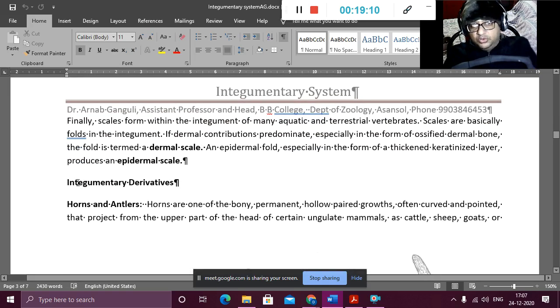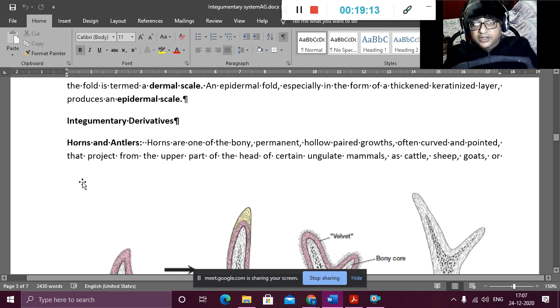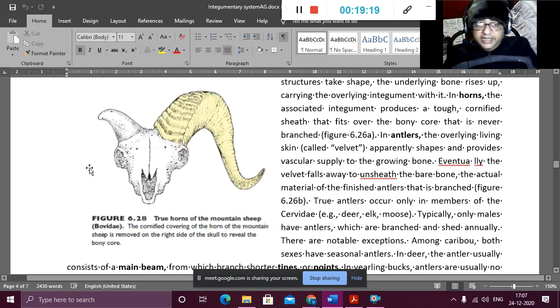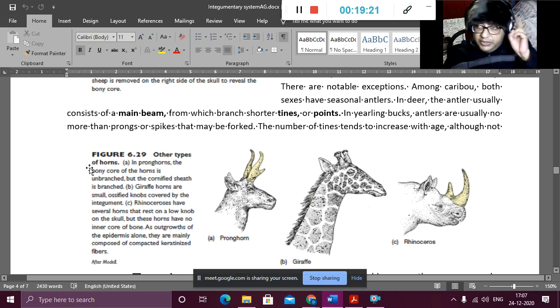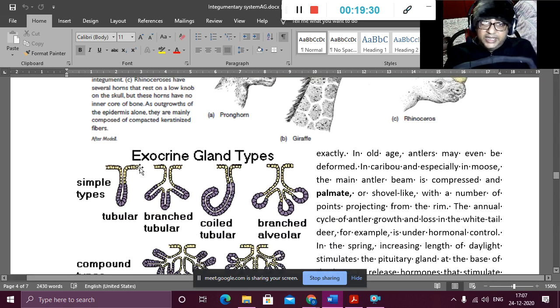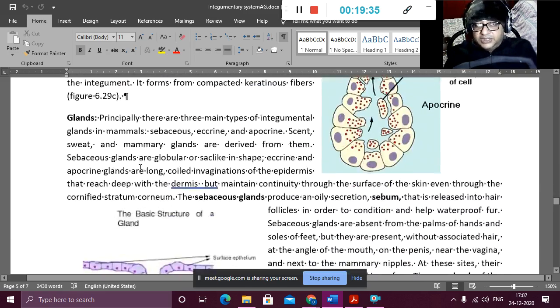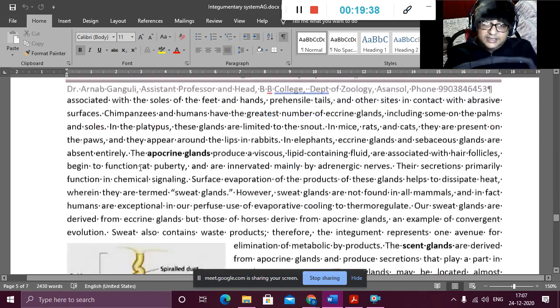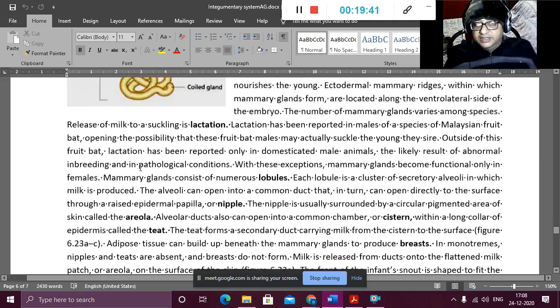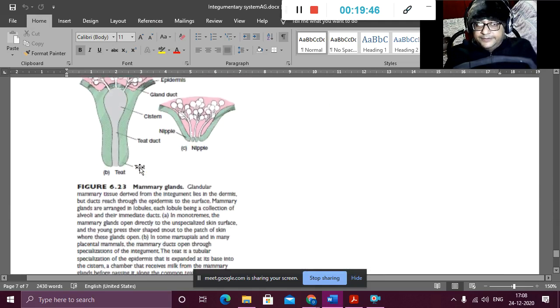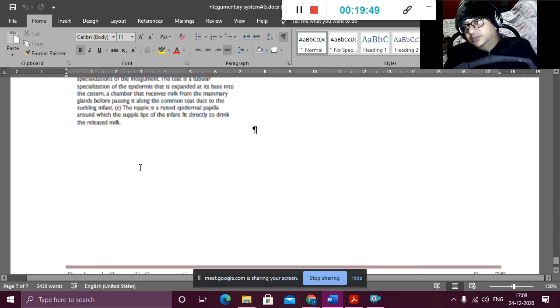Then we have to go to integumentary derivatives. They are horns and antlers. I will come over there. These are the things which you have to study: integumentary derivatives, the difference between horns and antlers. These are all keratin. Then you have to study the different types of exocrine glands present, the structure of glands, different types of glands, apocrine, endocrine, all the different glands, and brief details. That is all what you have to study.